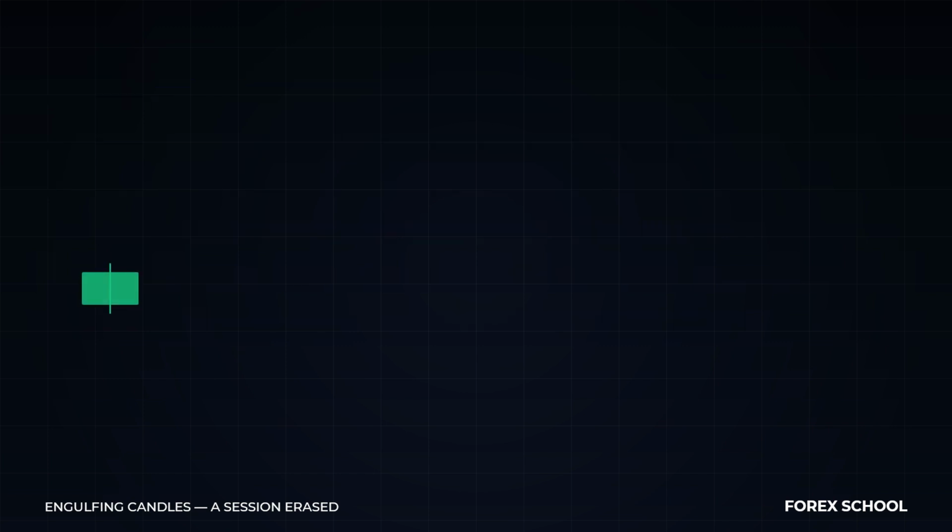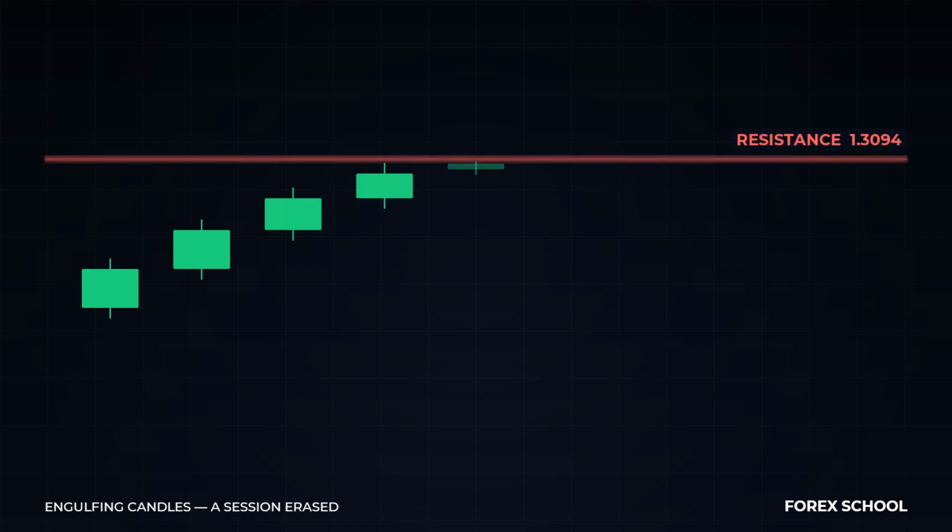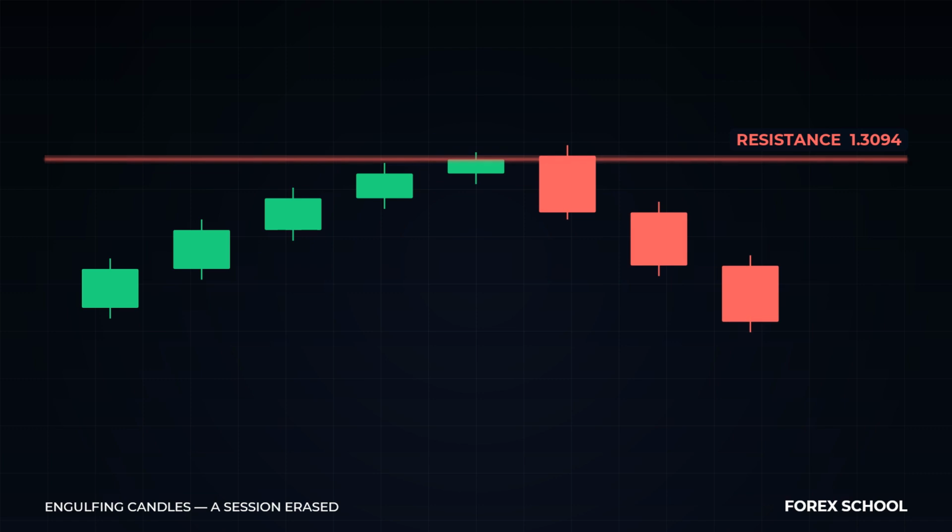Here's a market grinding higher into a resistance zone, 5 sessions of steady buying, each close higher than the last. But notice the bodies shrinking as price rises, the buying is tiring. Then the 6th candle. It opens at 130.96, a touch above the prior close, and collapses, finishing all the way down at 130.64. Its body engulfs everything the buyers did the session before.